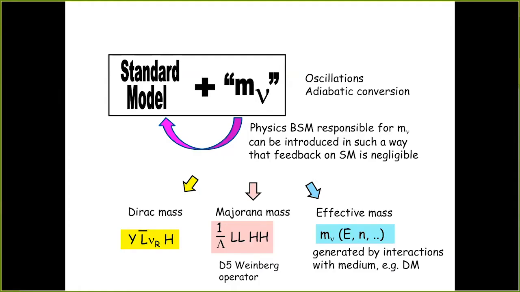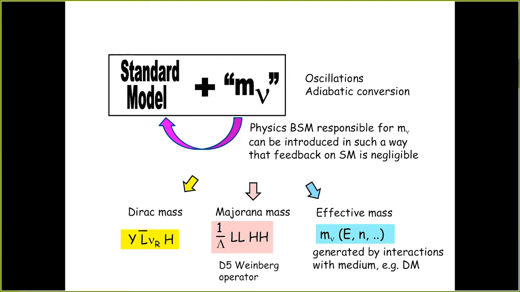Massive neutrinos and the standard model. So this is what we know. We know that we have a very well tested standard model plus mass of neutrino. I'm not saying left-right neutrinos, just mass of neutrinos, which were obtained through oscillations and adiabatic conversion in different experiments. The important point is that new physics beyond the neutrino mass can be introduced in such a way that the feedback of this new physics onto the standard model is very weak, so that we are just left with neutrino masses, not even knowing what is the nature of neutrino mass.